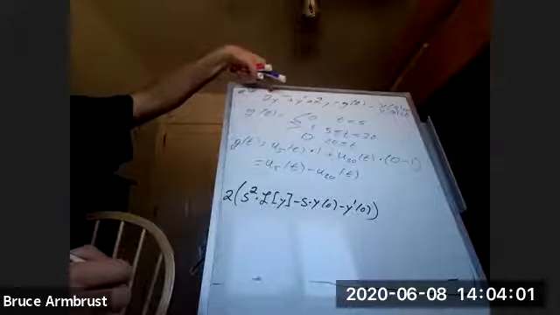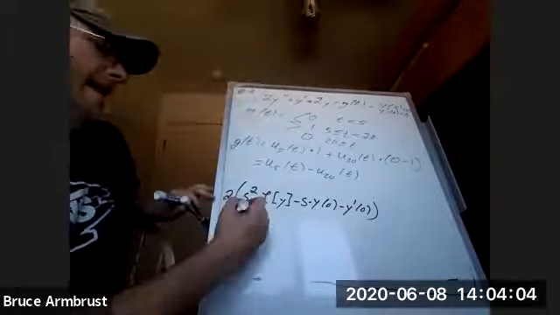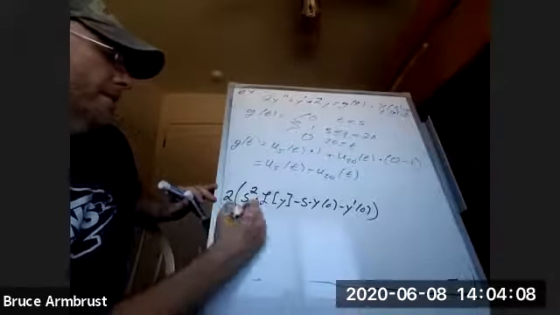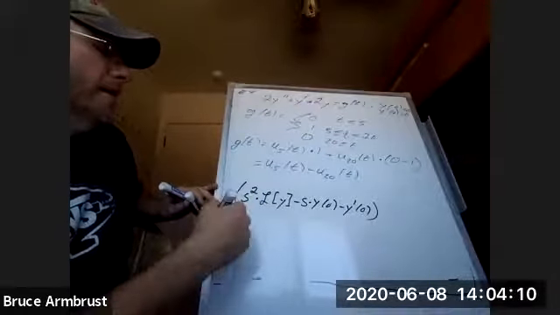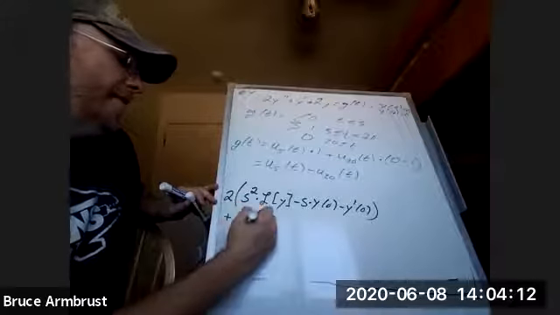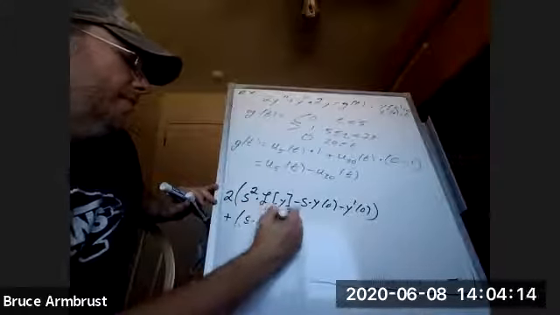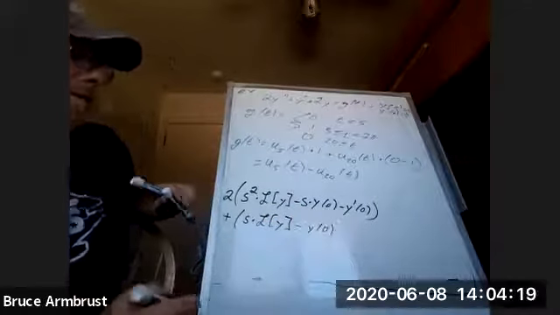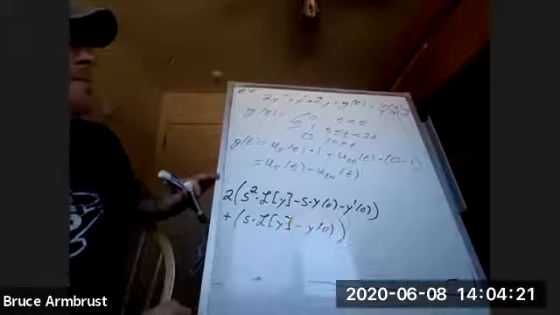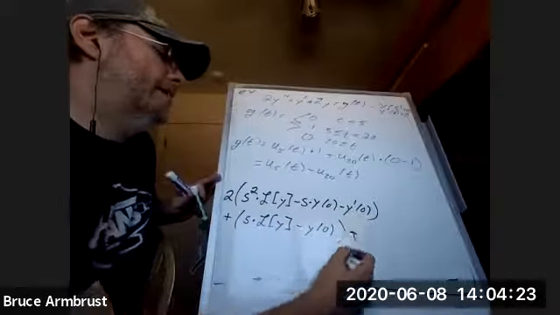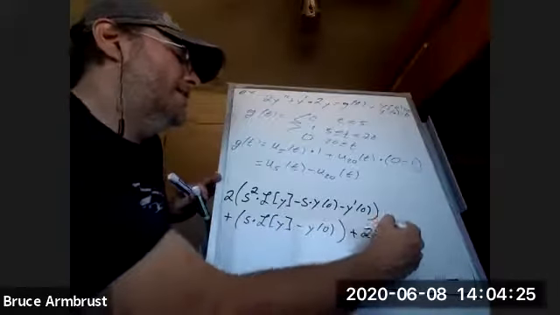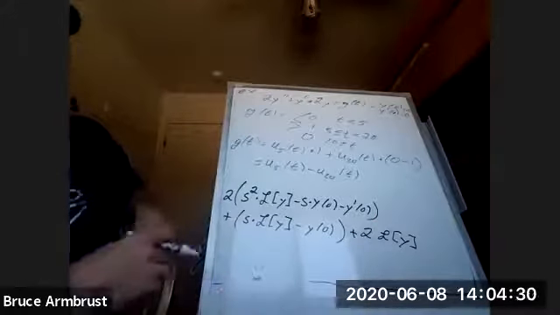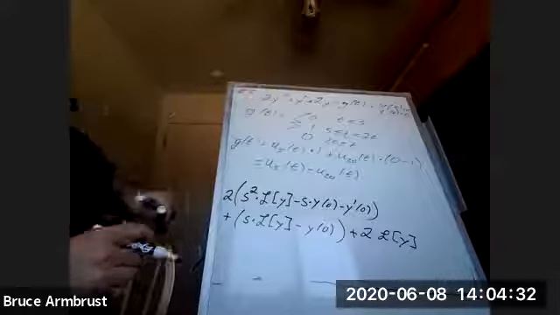So that's this. We then need to add to that the Laplace transform of y prime. The Laplace transform of that is s times the Laplace transform of y minus y of 0. And then we're going to add to that the Laplace transform of 2y, which is 2 times the Laplace transform of y. So that's what's on the left.